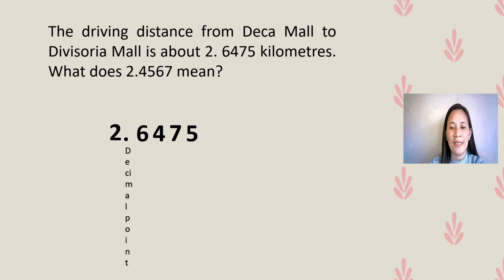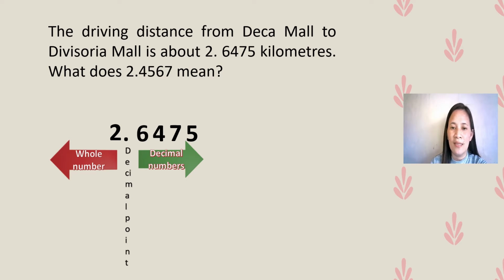Let's identify the place value of each digit. The 2, its place value is ones because it is in the whole number. Then our 6, its place value is tenths. The 4, hundredths. 7, thousandths. And 5 is ten-thousandths. So, ones. Then after the decimal point, the 6 is tenths, the 4 is hundredths, the 7 is thousandths, the 5 is ten-thousandths.